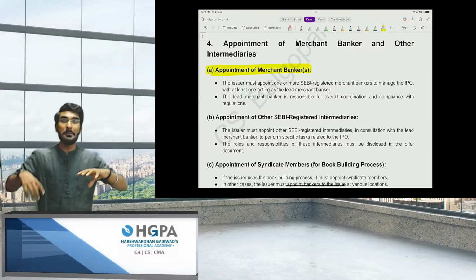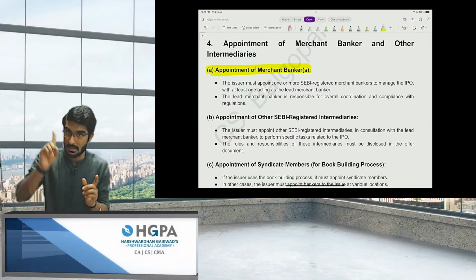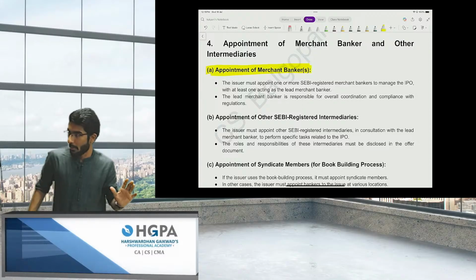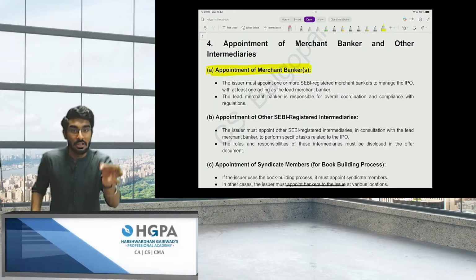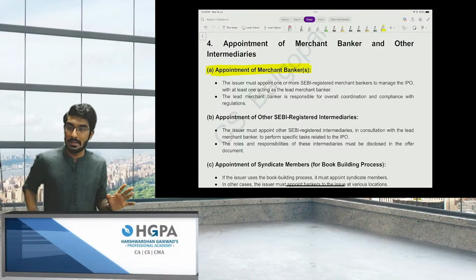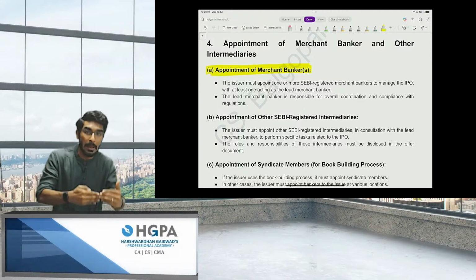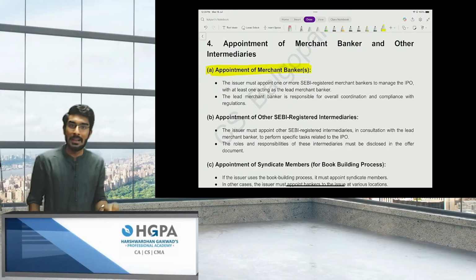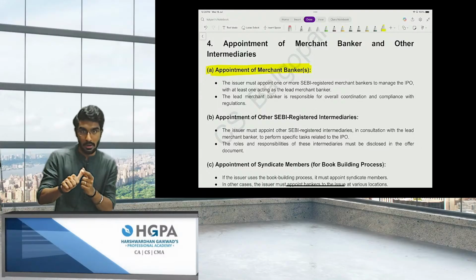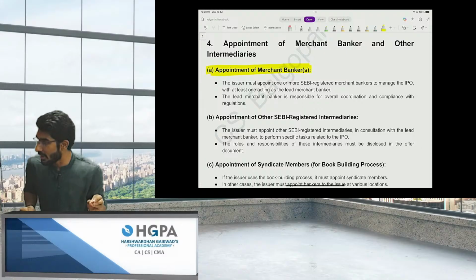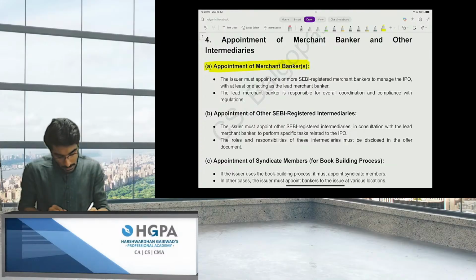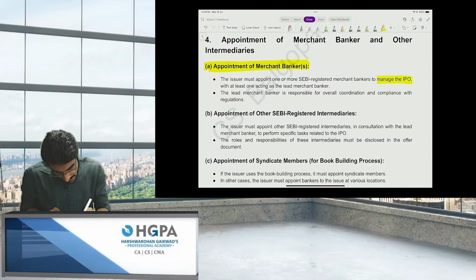Merchant banker helps in the overall documentation process, number 1. Number 2, he acts as the guide for the company in IPO process. Number 3, he sets the share price of the company's shares. Number 4, he ensures that IPO reaches the investors. Example of merchant banker, people, JP Morgan, Morgan Stanley are the merchant bankers. Okay, people. Now let's read this. The issuer must appoint 1 or more merchant banker to manage the IPO.